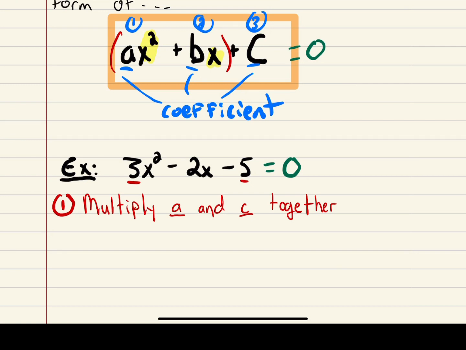Okay, so the first step is going to be to multiply a and c together. And so when I label this, remember that the coefficients are listed in this order. So the a is always attached to the x squared, the b is always attached to the x, and then the c is the value without an x. So a and c, that would mean that it's 3 multiplied by negative 5, and that equals negative 15.